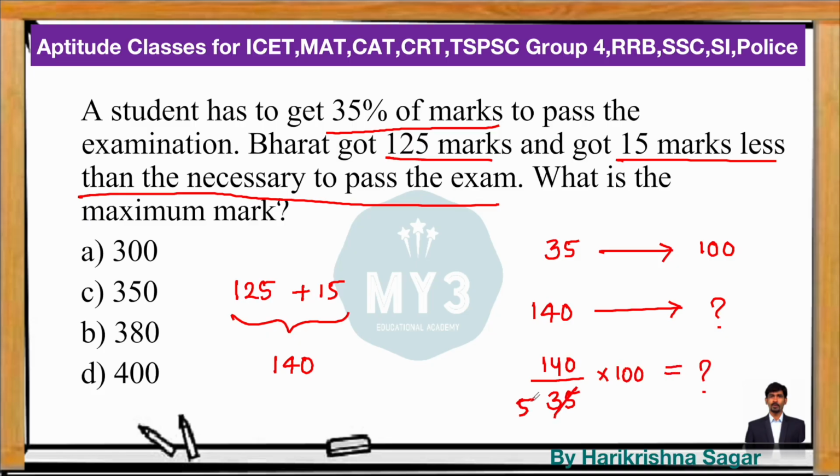So 7 fives are 35 and 7 twos are 14, and further simplification is possible. 5 ones are 5, 5 fours are 20, 4 into 100 is 400. That is the maximum marks he needs to secure. So this is the way of solving this type of questions.